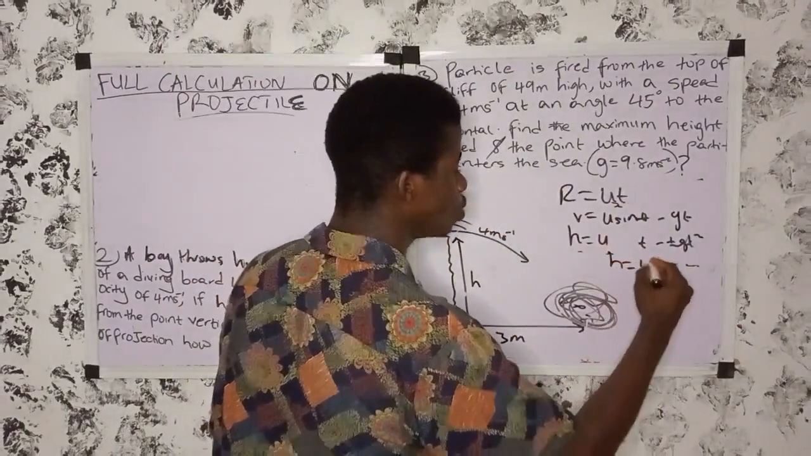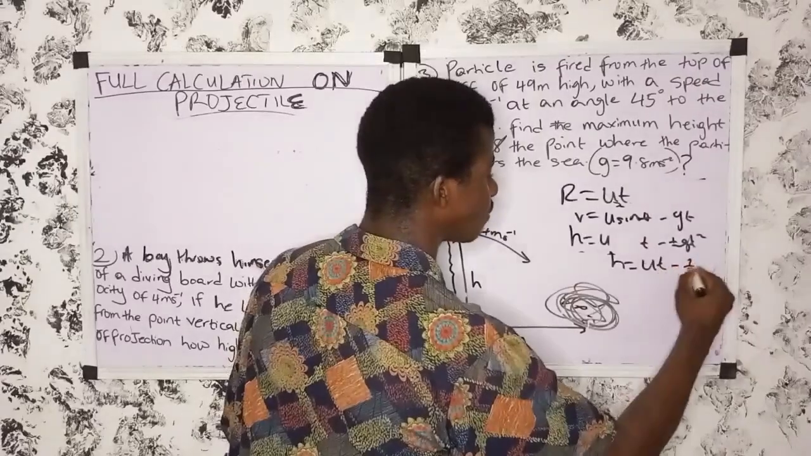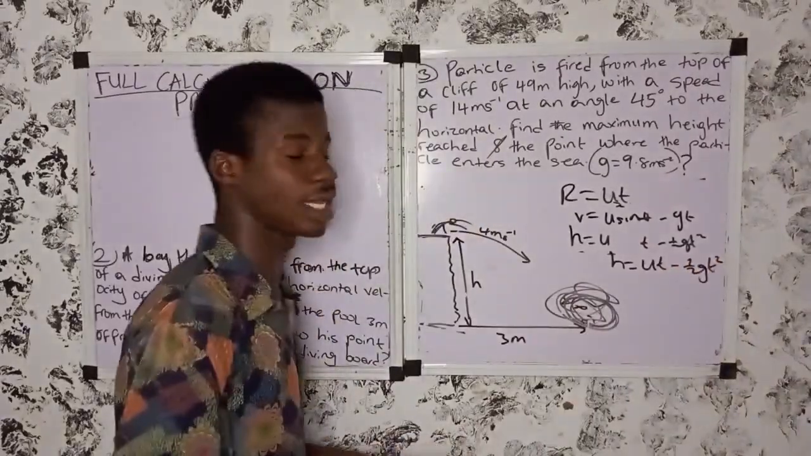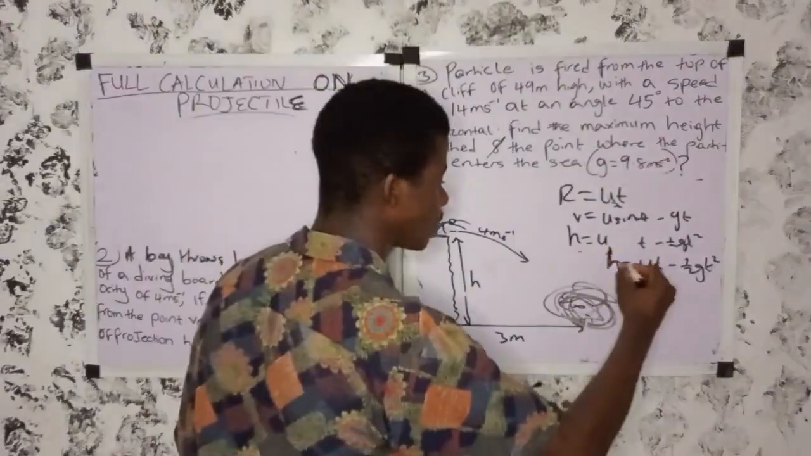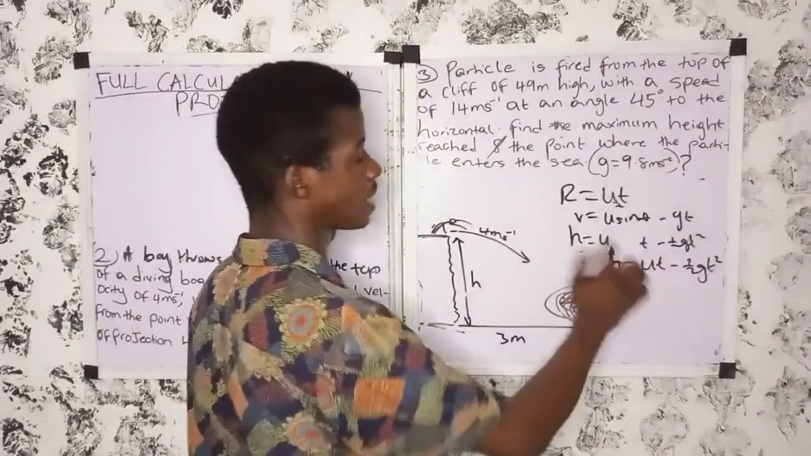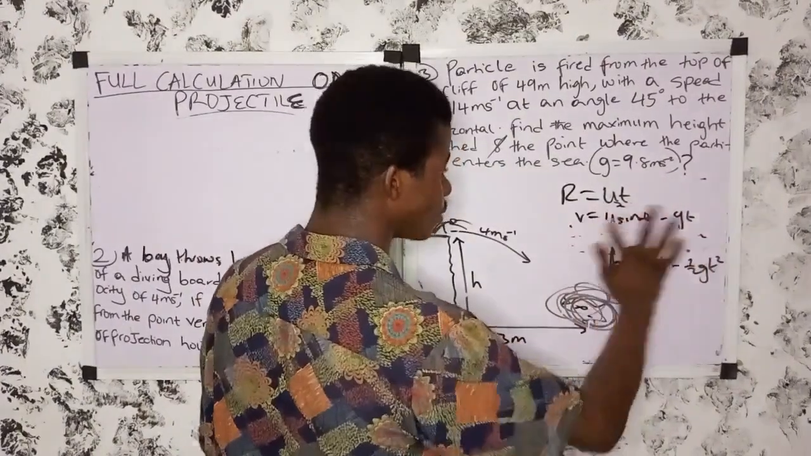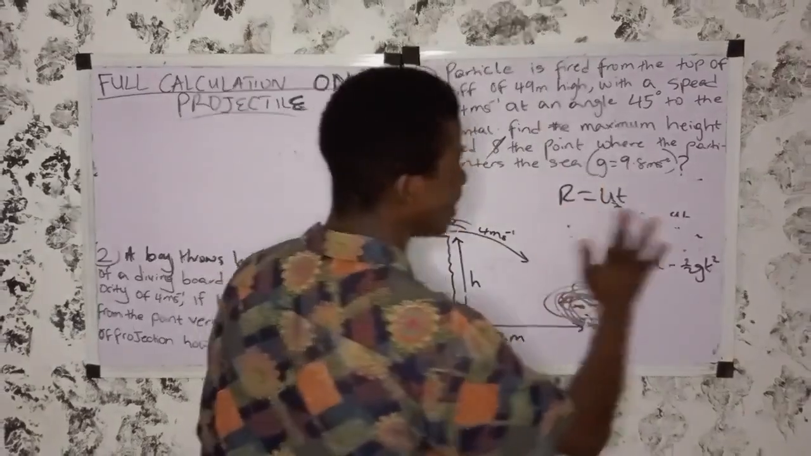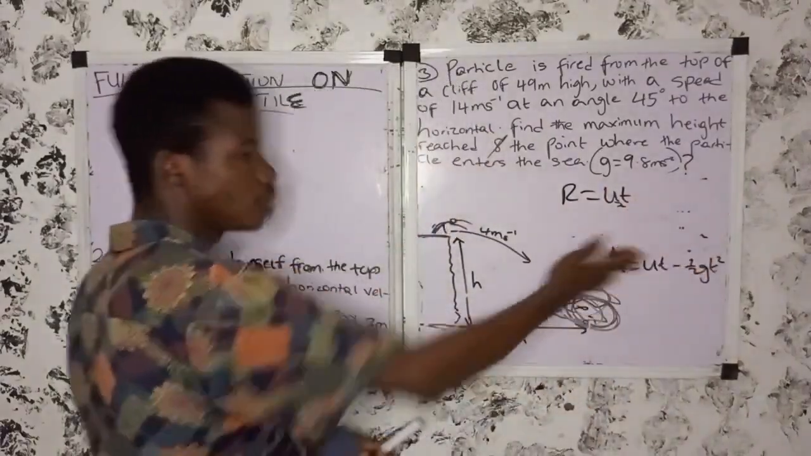H is equal to what? UT minus half GT squared. I mean, if you understand. So we have something like this, okay? We are using the second vertical equation of motion. Vertical equation, yeah. Okay. So which is this, okay?